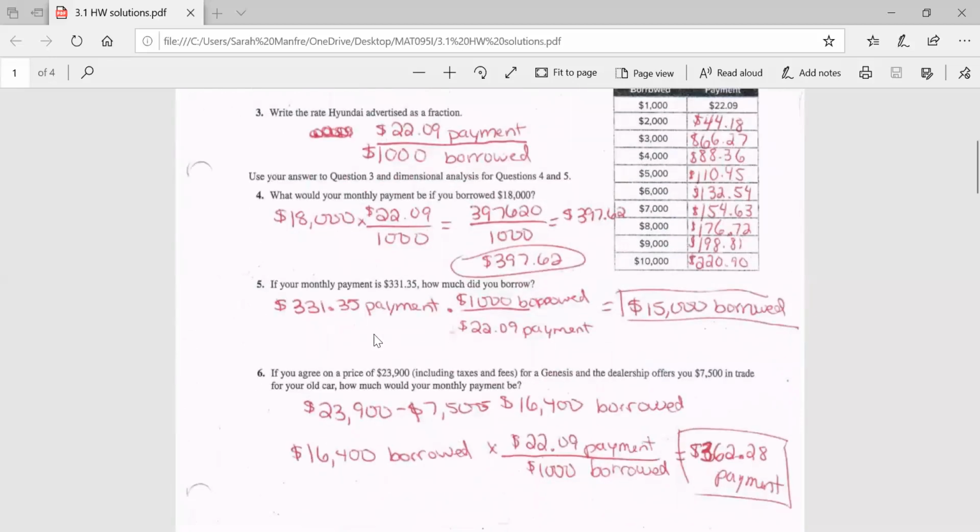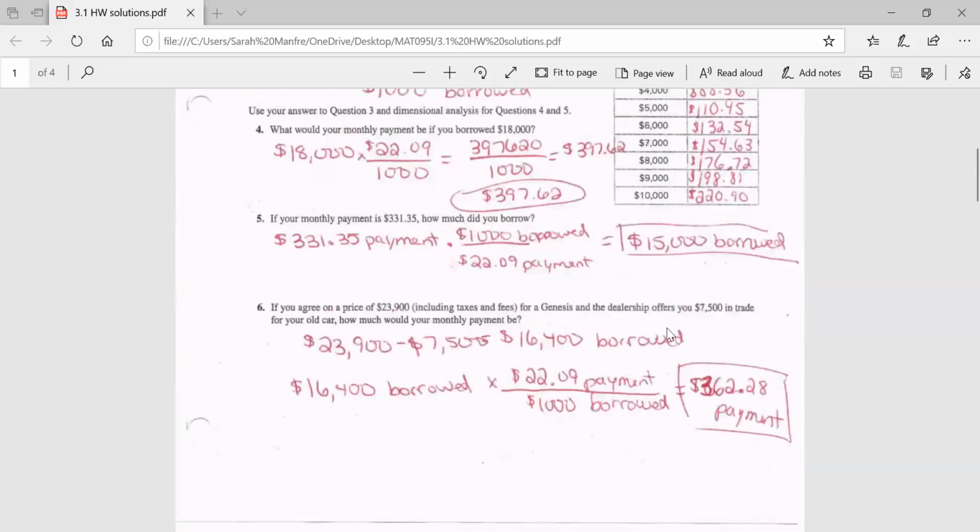Next question is a little backwards. So it says, if your monthly payment is $331.35, how much would you have borrowed? Well, because I'm now giving you the monthly payment and not the amount that we're borrowing, we're going to still multiply, but we have to flip our initial rate. Because remember, it doesn't matter which way we write the rate. We just need units to cancel. So I have payment on the top, I have payment on the bottom, which is why it's flipped. And then when you multiply and divide, you get $15,000, what the initial loan was.